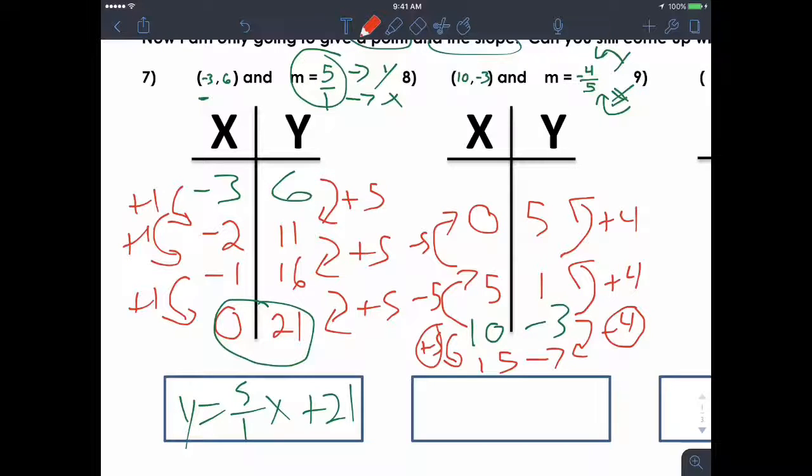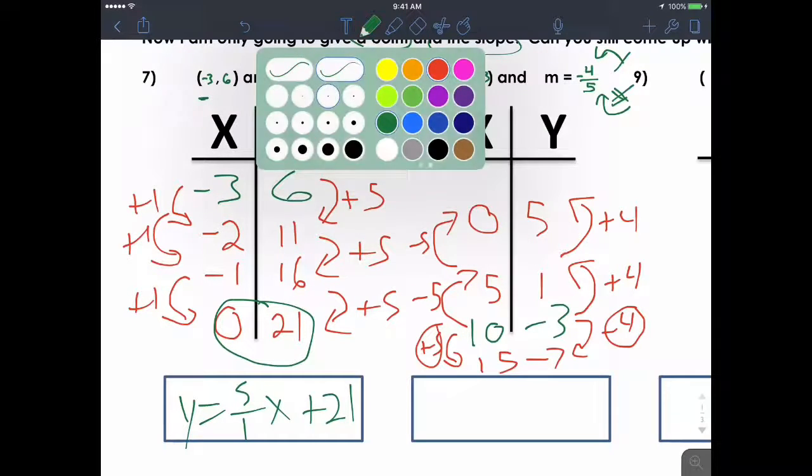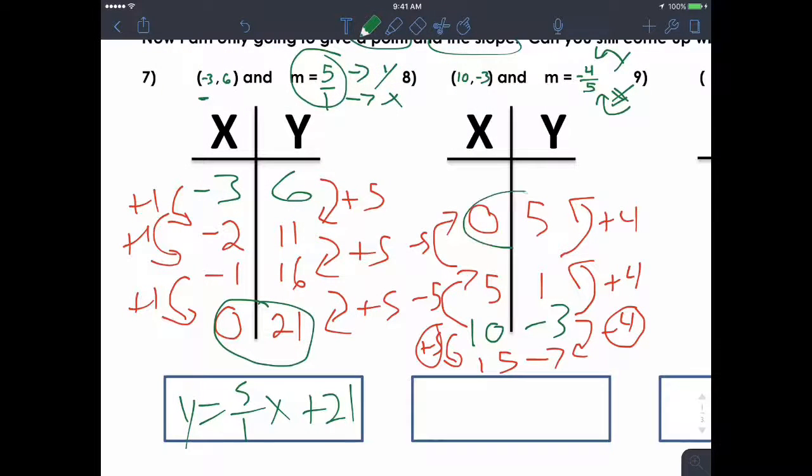So now, what does this mean? Well, we now have all the information we need. We have the y-intercept 0, 5, and we have the slope of -4 over 5.